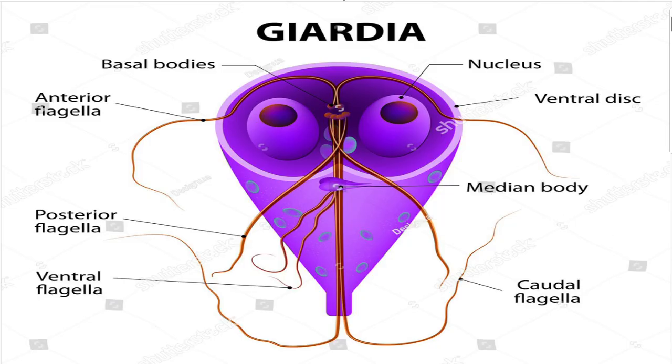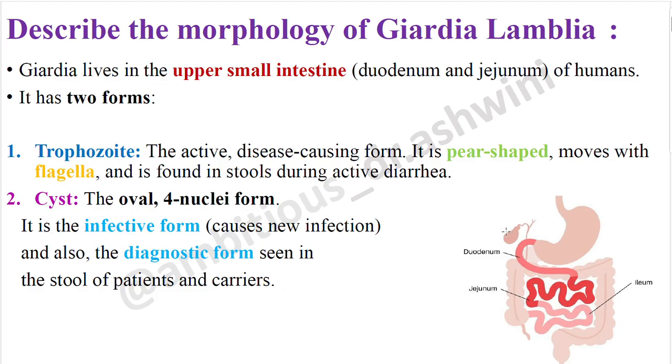So, this is the structure of Giardia. Now, we will see the morphology of Giardia lamblia. Giardia lives in the upper intestine, that is duodenum and jejunum of human. You can see this is the extended part of stomach. So this is the duodenum and this is jejunum. So here the Giardia lives.